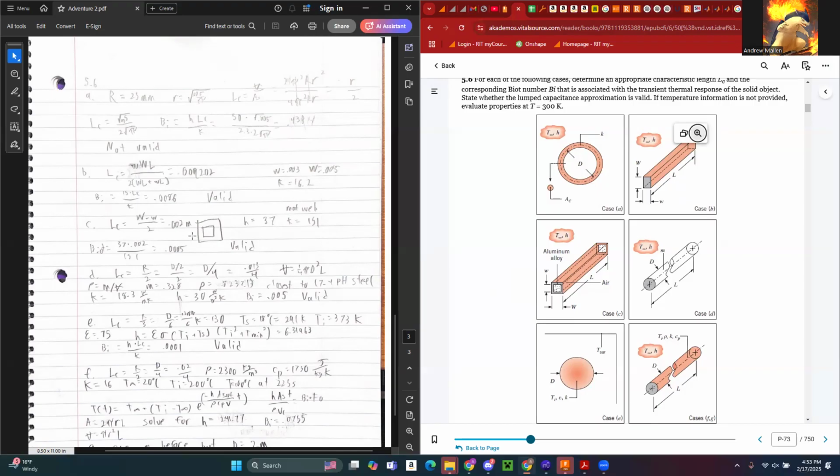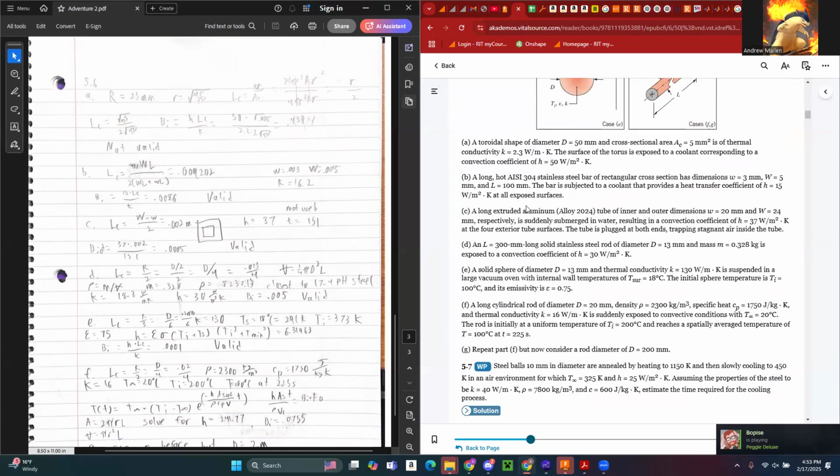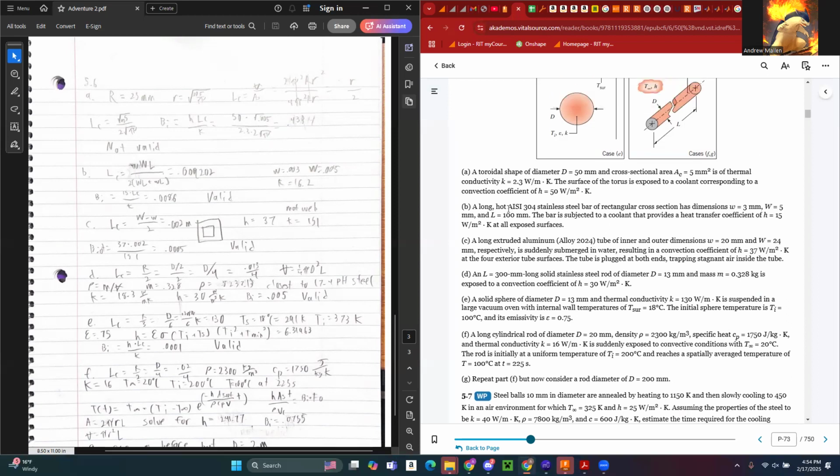Plug that in. Next, we'll have to find the thermal conductivity of aluminum alloy 2024. I forgot to mention this, but we also had to look it up in case B for the hot AISI 304 stainless steel, which I got to be 16.2. But going to MatWeb for aluminum alloy 2024, I found a thermal conductivity of 151 watts per meter Kelvin. Plugging that into the Biot number gives us 0.005, meaning that lumped capacitance is valid for case C.